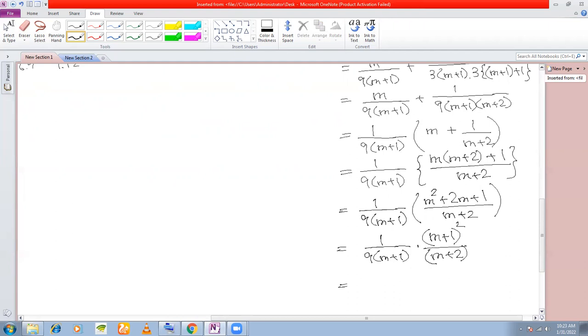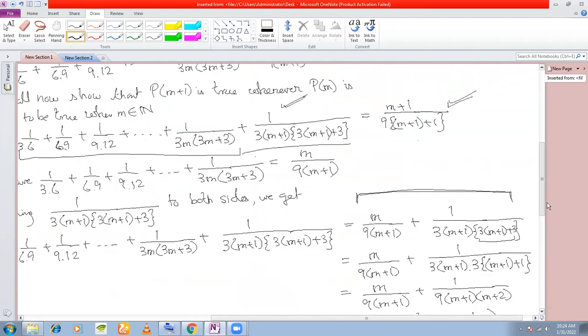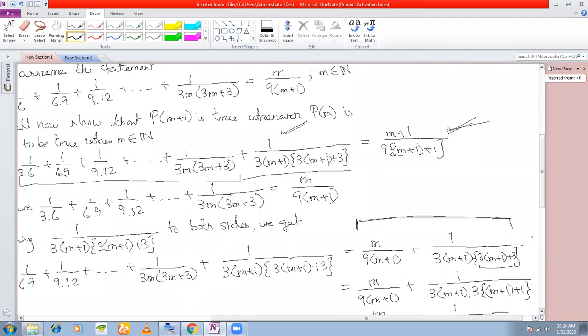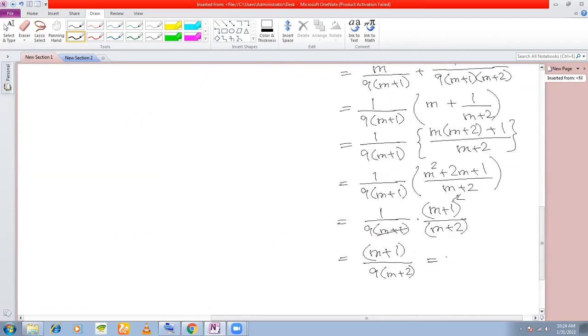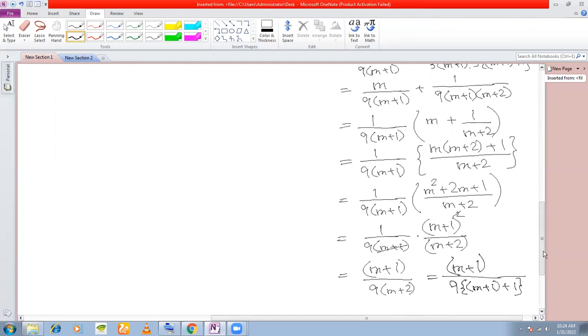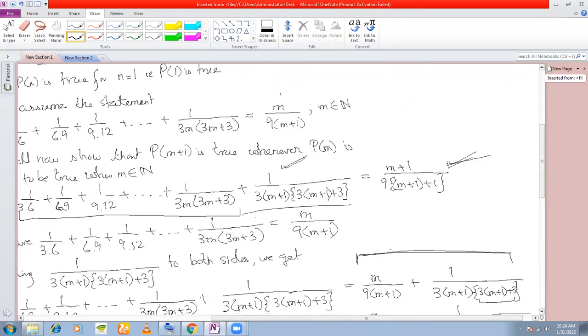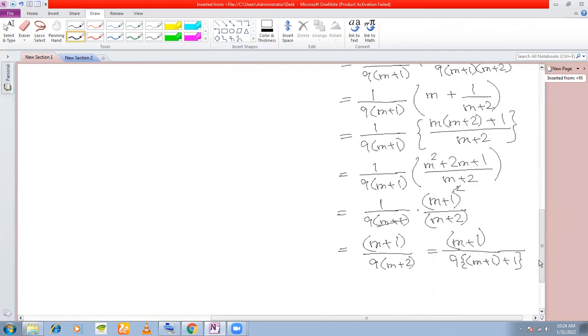So now what you see here is that one m plus 1 will cancel and this 1 power will cancel from this. So what are you left with? m plus 1 by 9 times m plus 2. And what do you have to show? m plus 1 by 9 times m plus 1 plus 1, right? In the numerator you're getting m plus 1. In the denominator m plus 2 can be written as m plus 1 plus 1, right? So you have shown the right hand side also to be equal, right? You have shown that the sum of these two is equal to this.